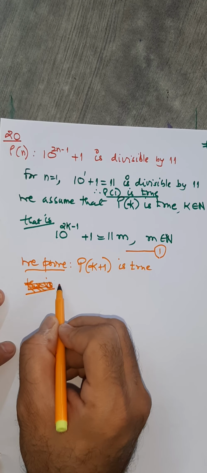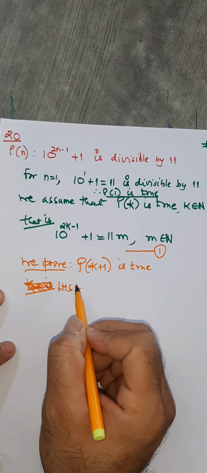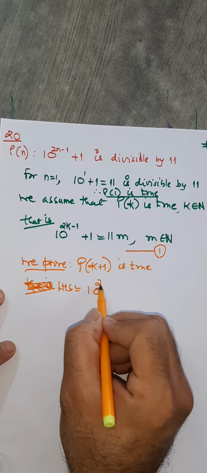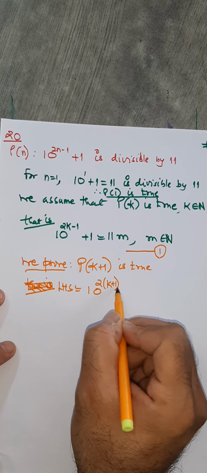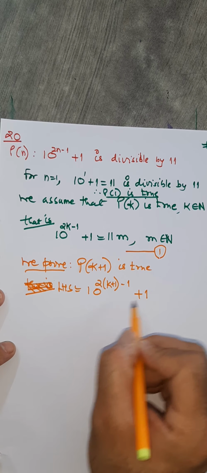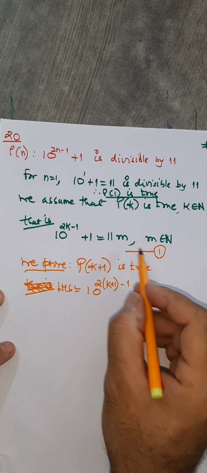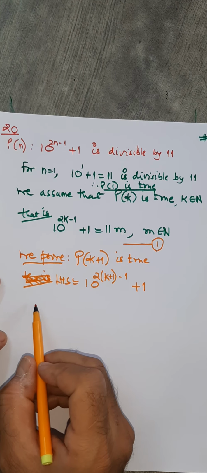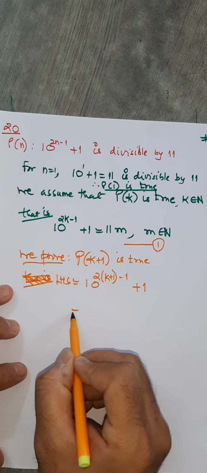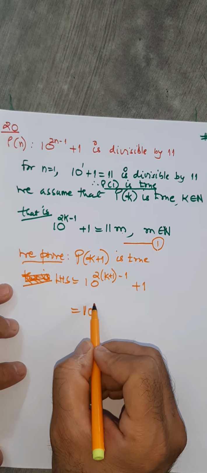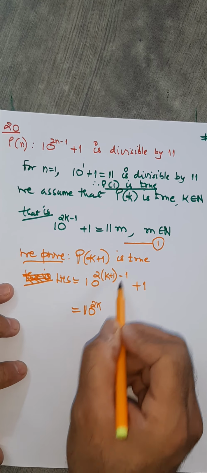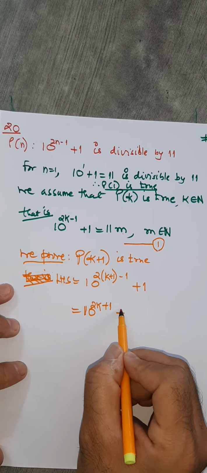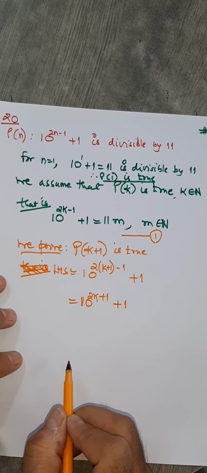Here we need to start with the LHS. So LHS is 10 raised to 2k plus 1 minus 1 plus 1, and we'll show that this must be a multiple of 11, that is 11 into something. That's what we need to do. If I simplify this a little bit, this is 10 raised to 2k plus 2 minus 1, plus 1.